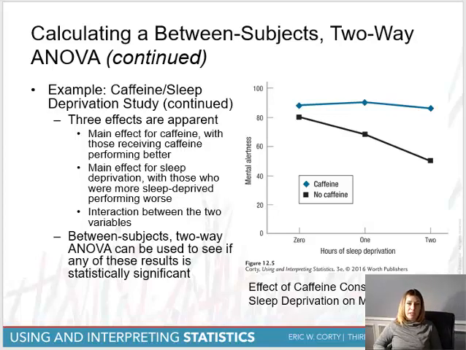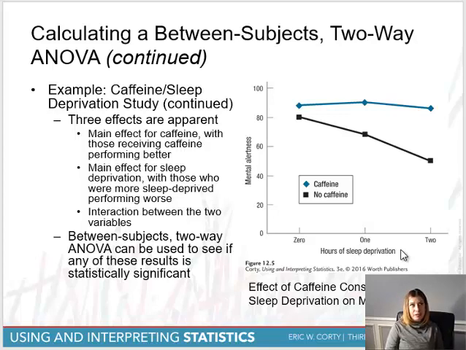So in this study, we're looking at the impact of caffeine and sleep on mental alertness. So there are going to be 3 levels of sleep deprivation, 0, 1, or 2 hours of being sleep deprived, and there's going to be 2 levels of caffeine. So people are going to either have caffeine or not have caffeine.